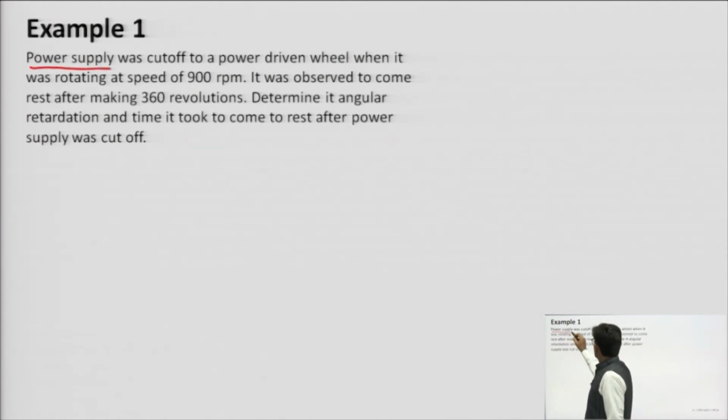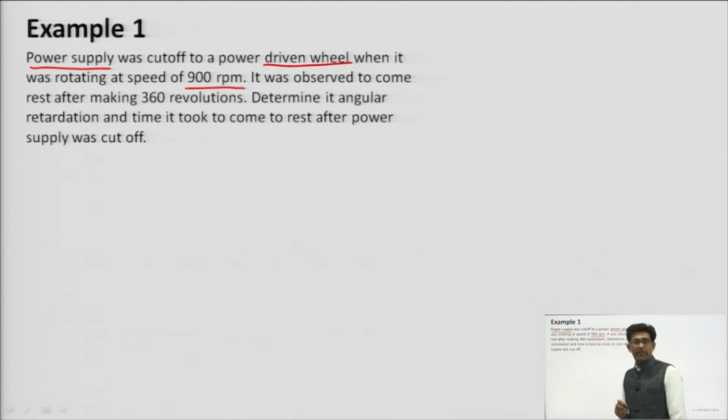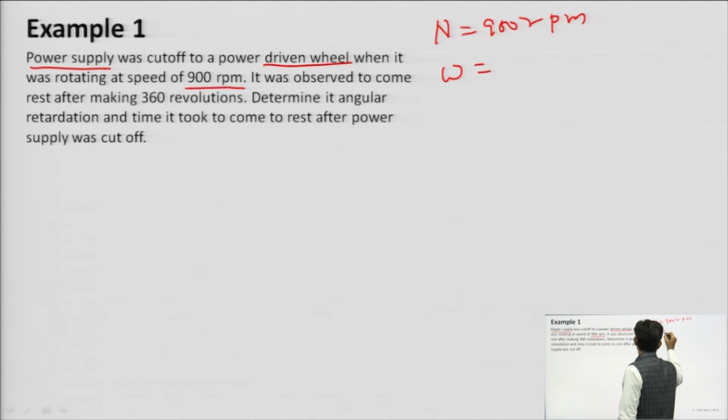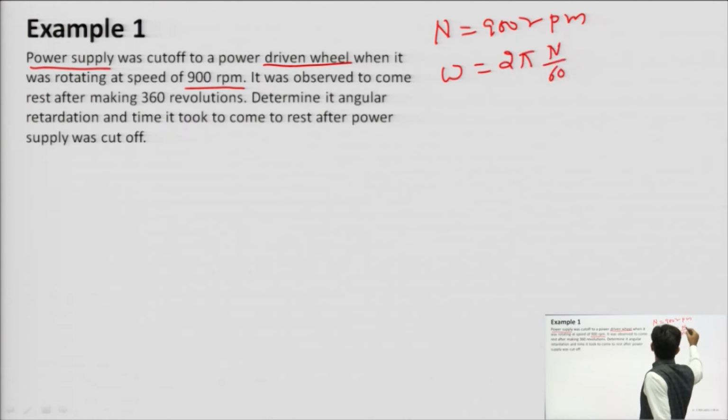Power supply was cut to a power driven wheel when it was rotating at a speed of 900 rpm. N is given to you as 900 rpm, so omega you can calculate. How? It is 2 pi N by 60, revolutions per minute converted to per second. Omega is what?